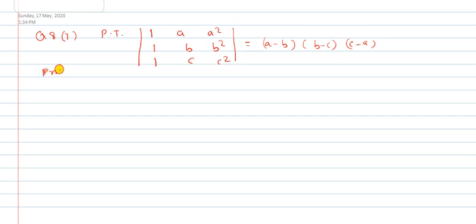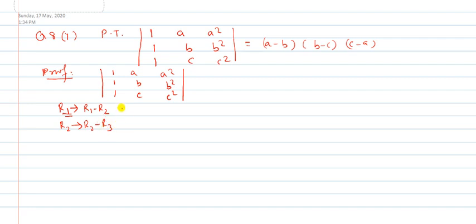Now I'll prove it by using properties of determinant. So I will start writing the question first. 1 1 1, a b c, this is a square, b square and c square. So our first property is row 1 is replaced by row 1 minus row 2, and second application is row 2 is replaced by row 2 minus row 3.